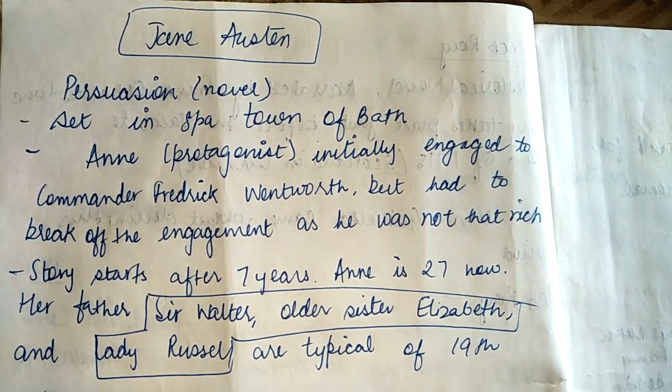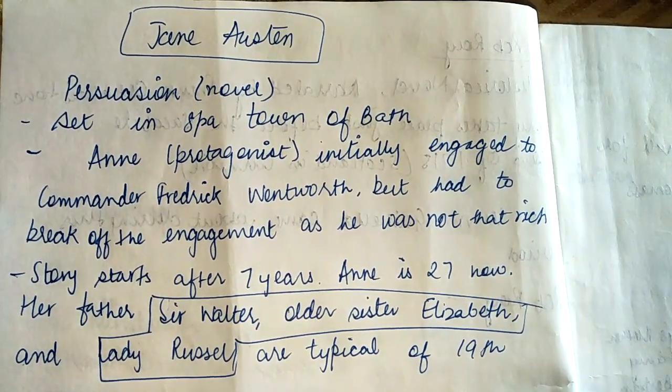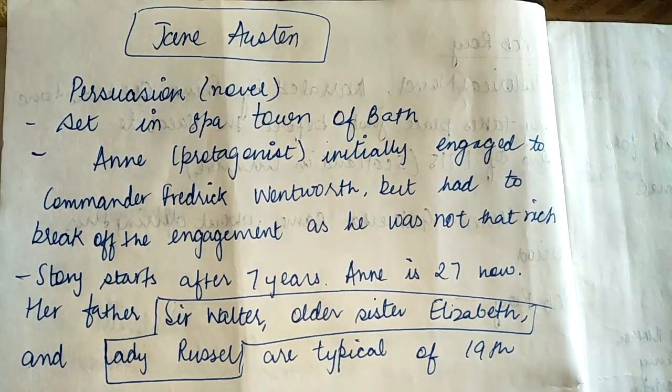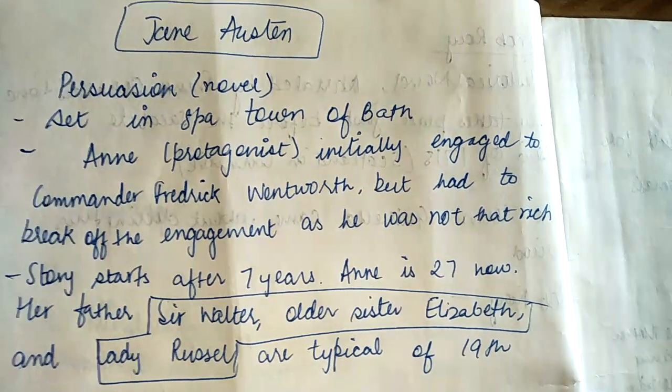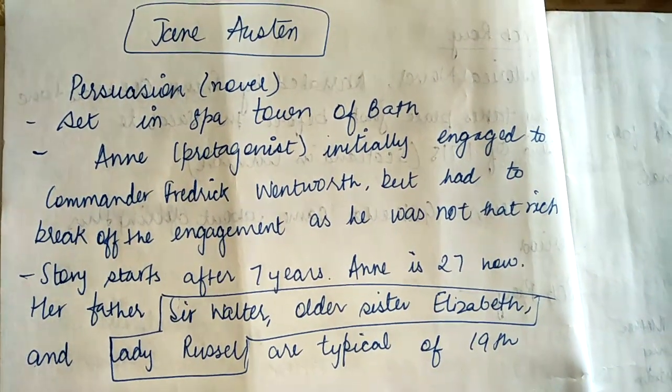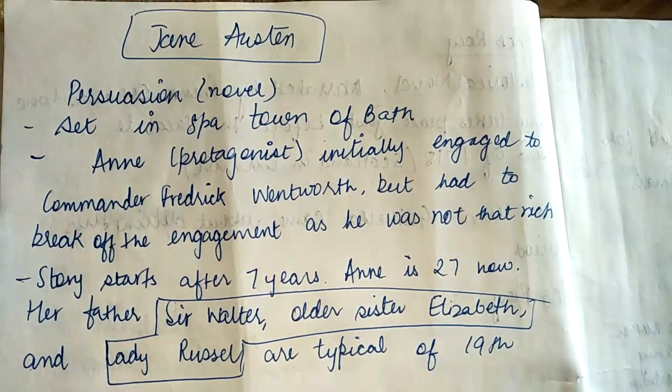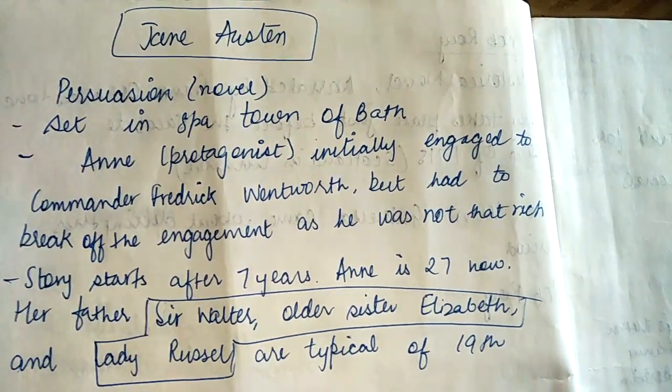Hello everyone. So today we will study Persuasion, a novel by Jane Austen. Persuasion is set in the spa town of Bath, and I will be discussing it in a very short capsule summary type so that you know the gist of this novel.